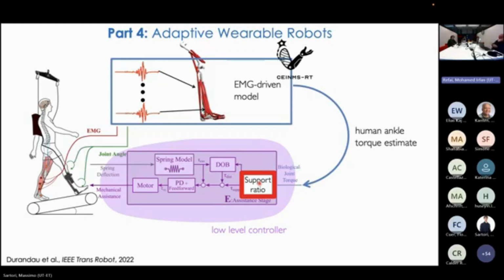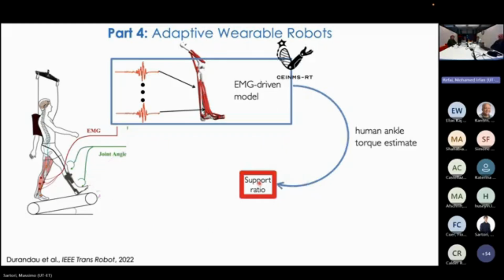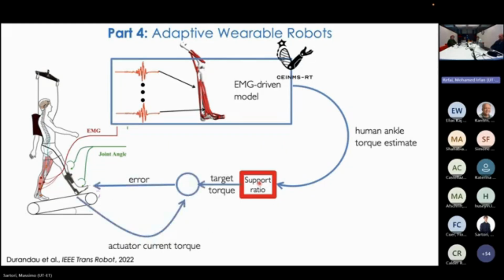So if the support ratio is 0.4, only 40% of the biological torque needs to be tracked. And this support ratio is used to implement a simple PD or PID controller. Basically, this scaled biological torque becomes the target torque. And then the error between the current torque exerted by the exoskeleton and the target torque is used to implement a feedback controller.